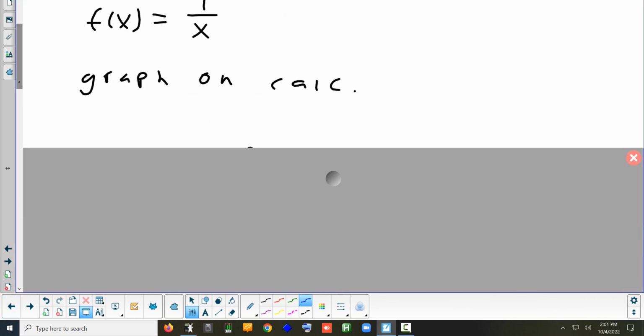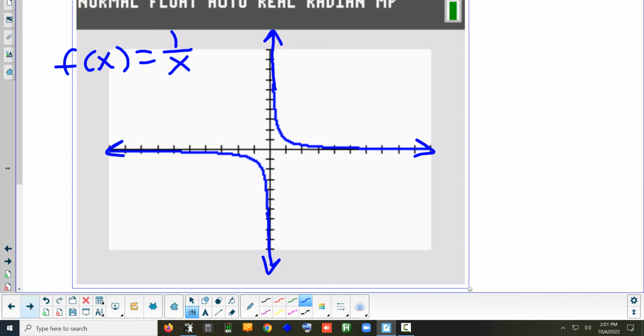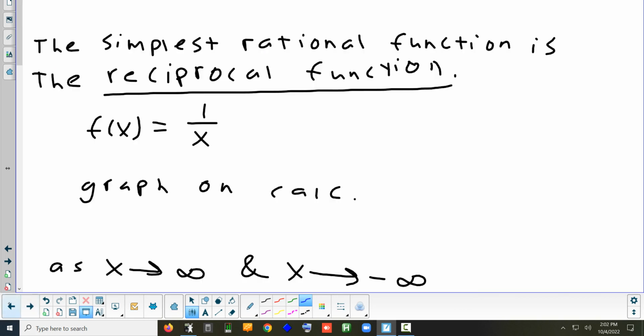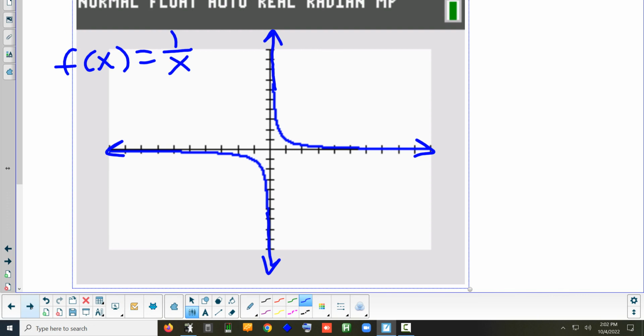So we just graphed it. Now I want to ask you a question. As x approaches infinity, in other words, as x gets bigger and bigger, I want you to look at this graph and tell me which way is infinity first, to the right or to the left? Well, one of them's infinity, one of them's negative infinity. Right. So positive infinity is to the right.